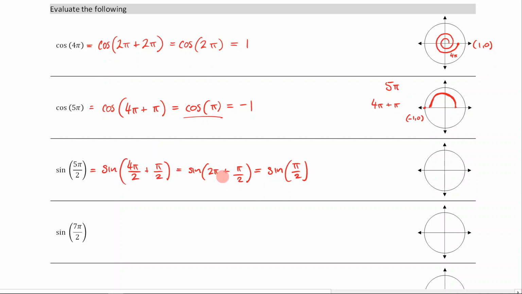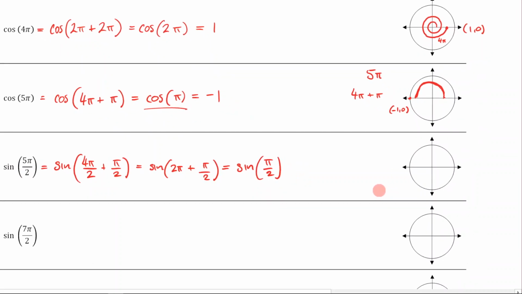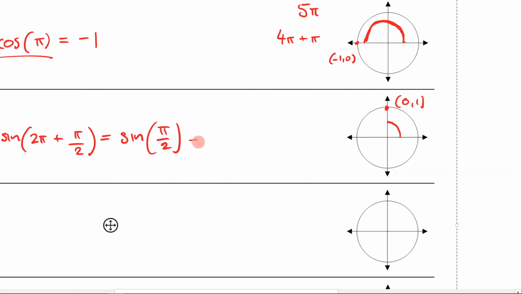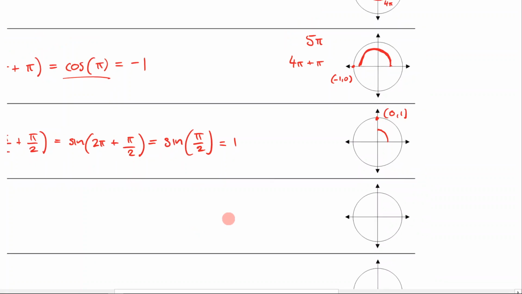If we really think about what we did here, we have done a loop and then come up pi on 2. But instead of thinking about that loop, we can just say, hey, just go up pi on 2. We know that brings us to this point right here, which is (0, 1). Sine tells us that we're looking for the y value, so my answer is going to be 1. Okay, let's go into our next one.